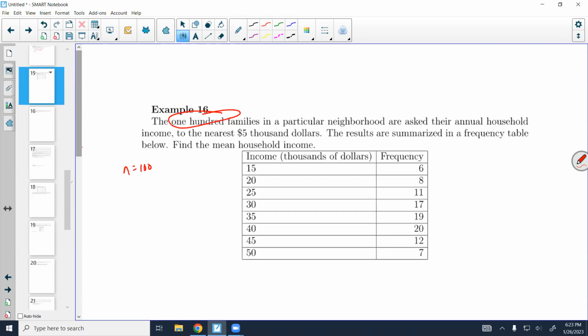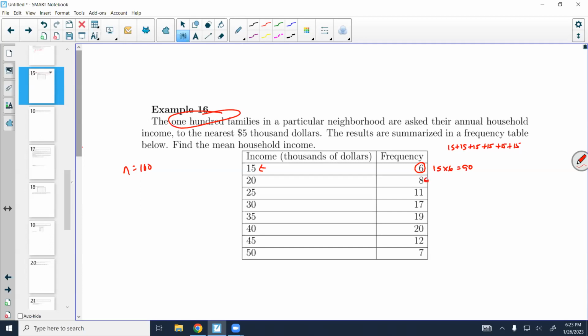Now, families that had 15,000 income, there was 6 of them. Now, to calculate the mean, I have to add it up. I have to add them all up. So I could do this, and do that for every level. Or isn't that the same as saying 15 times 6?